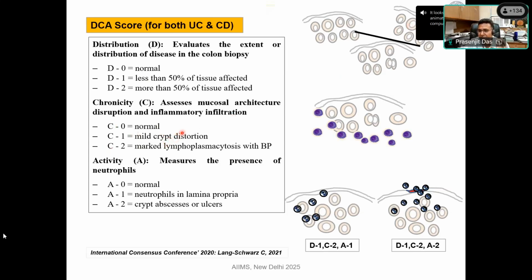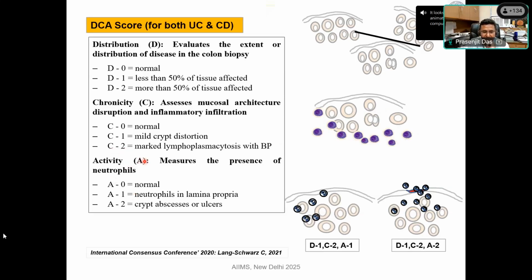Chronicity means inflammatory load, how much inflammation there is. If it is mild crypt distortion, then it is C1. If you identify marked to dense mononuclear infiltrate with basal plasmacytosis, this is the only grading system which has incorporated basal plasmacytosis, which is one of the important findings to differentiate IBD versus non-IBD. That's why DCA is very important. If you identify basal plasmacytosis with moderate to marked mononuclear infiltrate, it is straightforward C2.